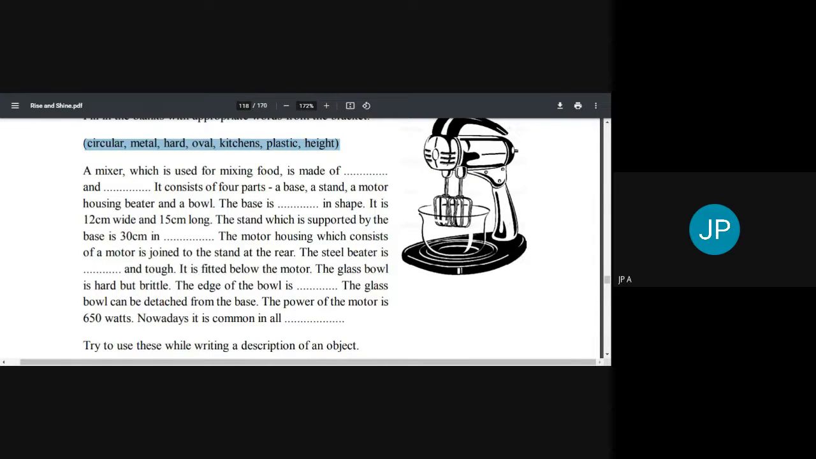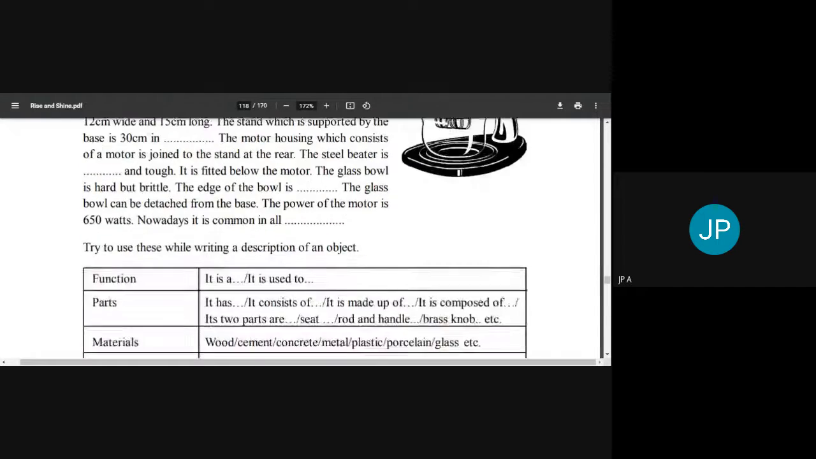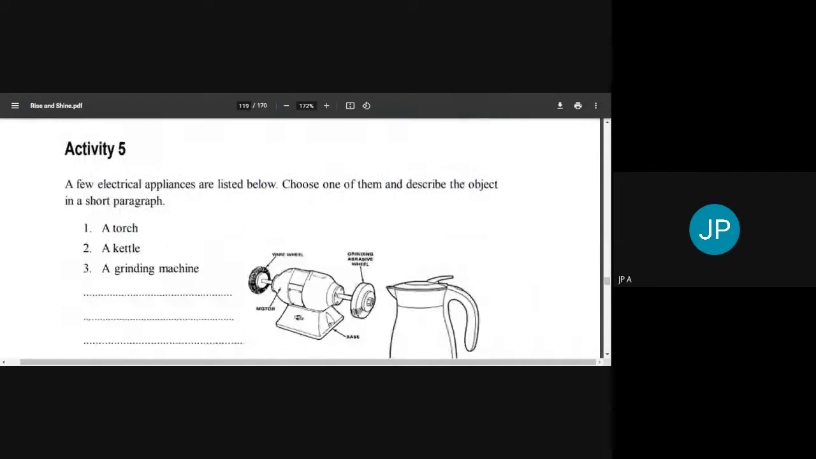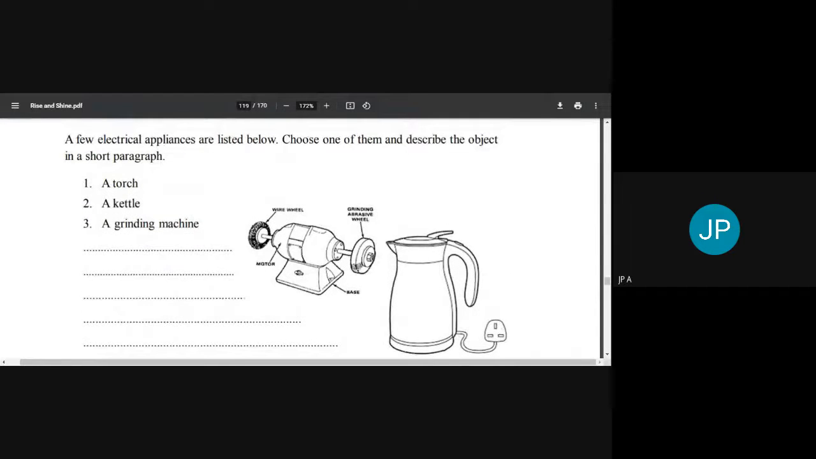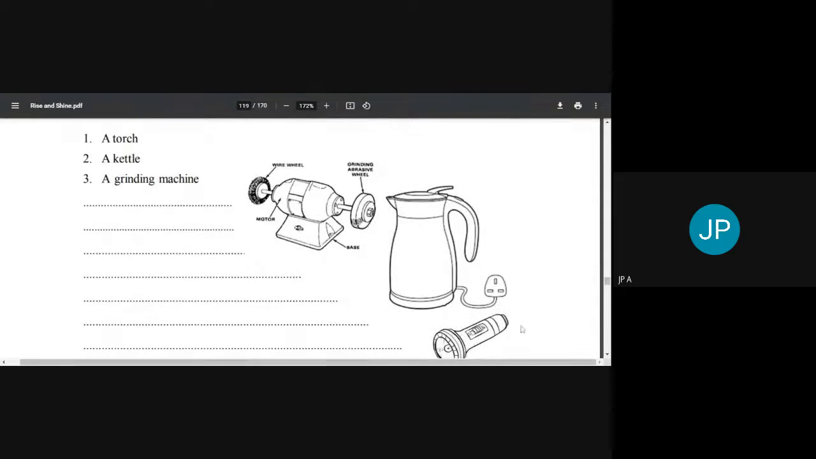So the power of the motor is 650 watts. Nowadays it is common in all kitchens. So that is it. അപ്പോൾ ഇങ്ങനെയാണ് നമ്മൾ ഡിസ്ക്രൈബ് ചെയ്യുക. അപ്പോൾ ഇങ്ങനെ ഒരു ഹെൽപ്പിംഗ് പാരഗ്രാഫ് നമുക്ക് എക്സാമിന് ഉണ്ടാവില്ല. നമുക്ക് എക്സാമിന് ഈ പിക്ചർ മാത്രമേ ഉണ്ടാവുള്ളൂ. You may have to describe the picture like this. You will just get the picture of these. ഇങ്ങനെയുള്ള ഏതെങ്കിലും ഒരു പിക്ചർ നമുക്ക് കിട്ടും.